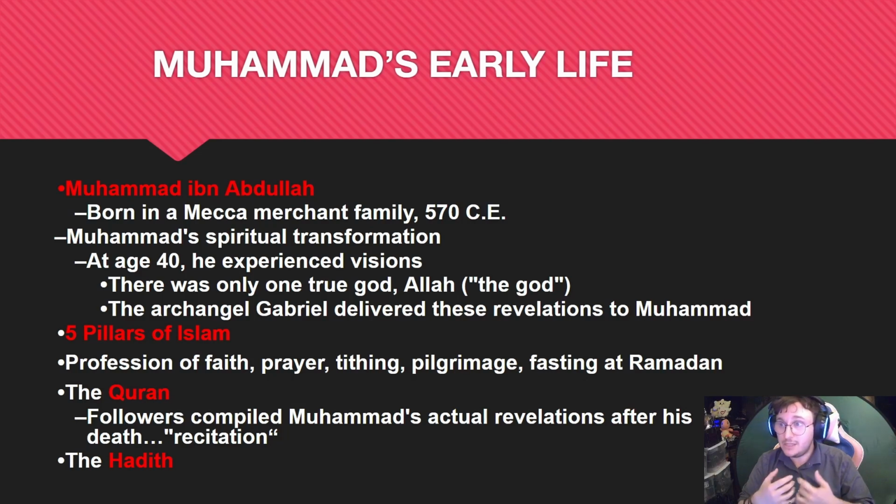Now, at age 40, Muhammad starts to experience visions, and his visions tell him that there is only one true God named Allah, or the God translated, and that the Archangel Gabriel delivered these revelations to Muhammad. And through these revelations, he develops the 5 pillars of Islam. The 5 pillars of Islam are the profession of faith, prayer, tithing, pilgrimage, and the fasting at Ramadan.